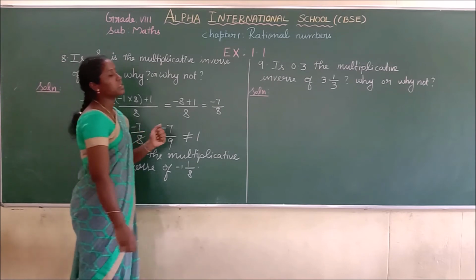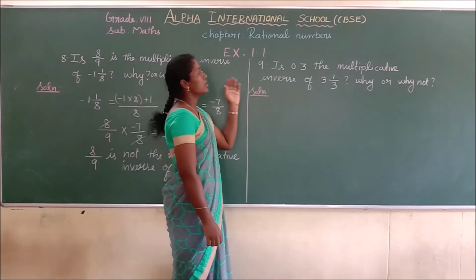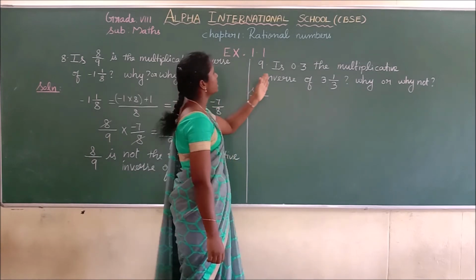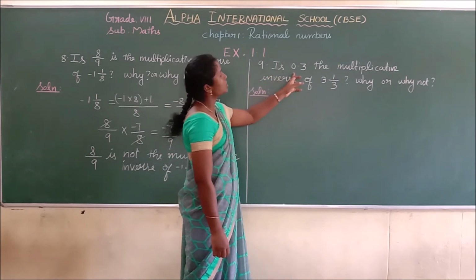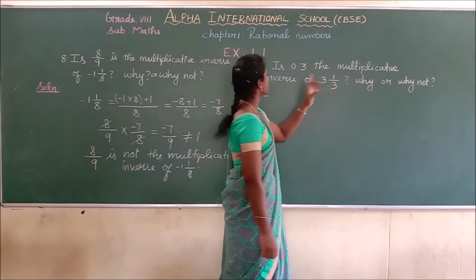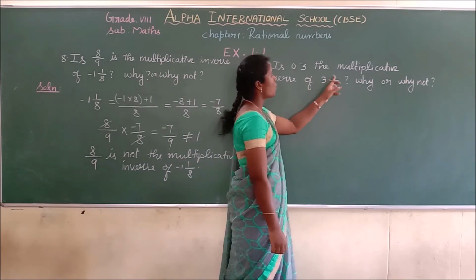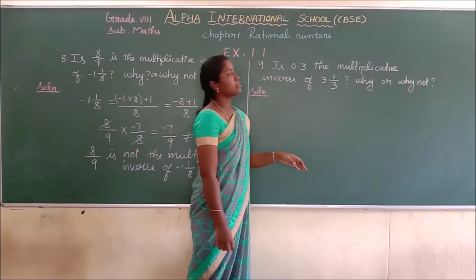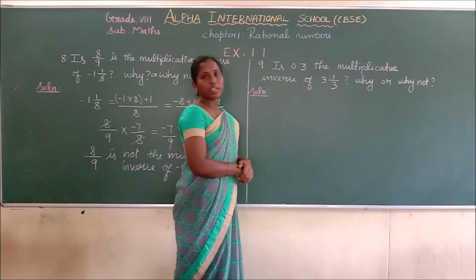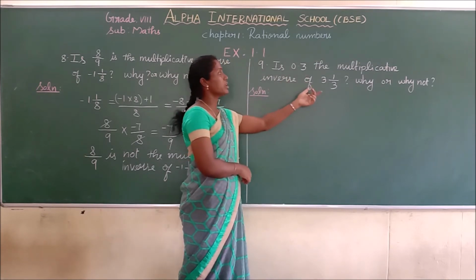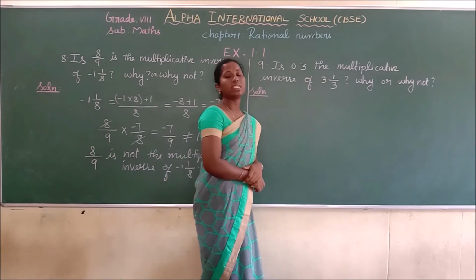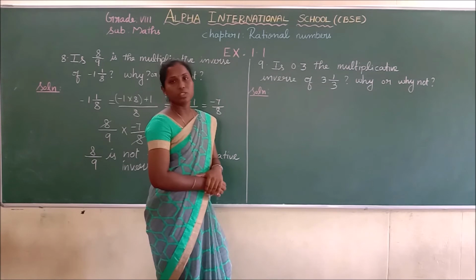Okay. Now the next problem, the same problem. It discusses the same problem we did in the 8th problem. See here, is 0.3 the multiplicative inverse of 3, 1 by 3? Again you have to give the reason, yes or no. So how to check whether it is a multiplicative inverse? We have to multiply 0.3 with 3, 1 by 3. If the result is 1, then we can say that they are multiplicative inverses of each other.